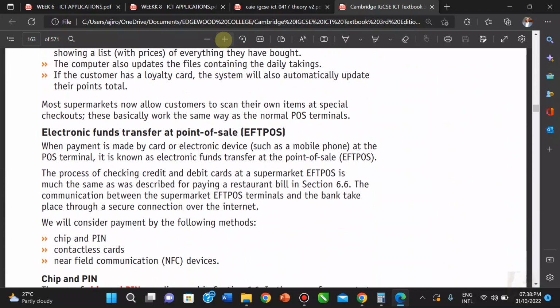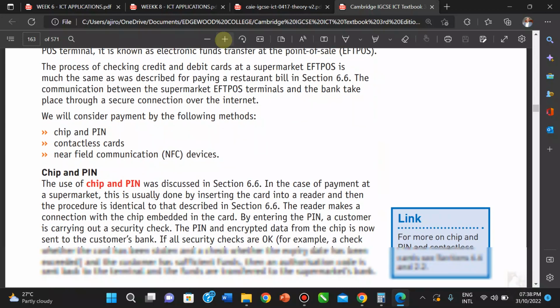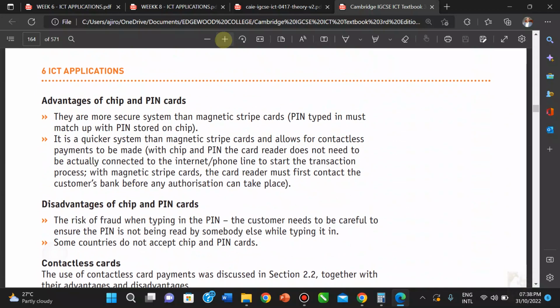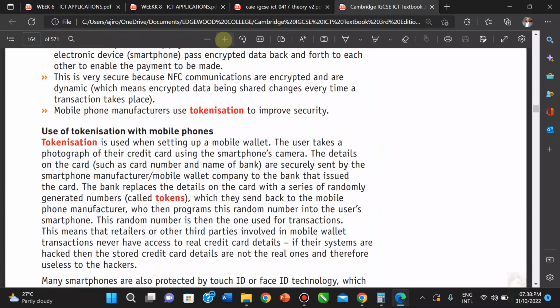Okay, we have the electronic fund transfer at point of sale, which I've also explained, talking about how you can use your PIN, contactless card, and the likes of that. Now, we have the use of tokenization with mobile phones. Okay, so now tokenization is used when setting up what? A mobile wallet. You're setting up a mobile wallet.